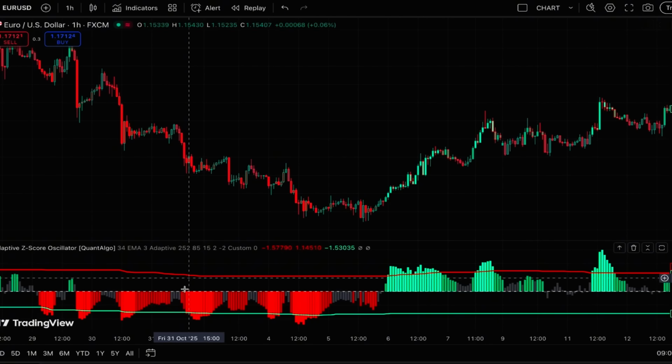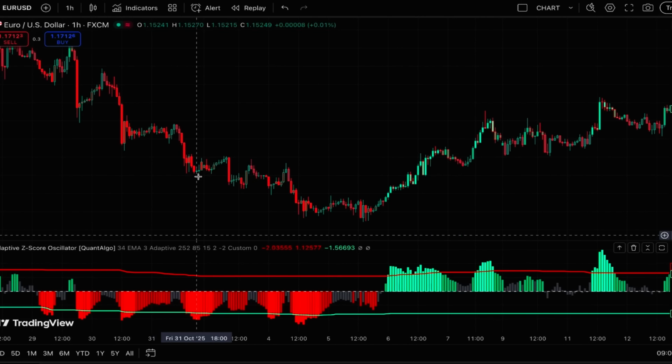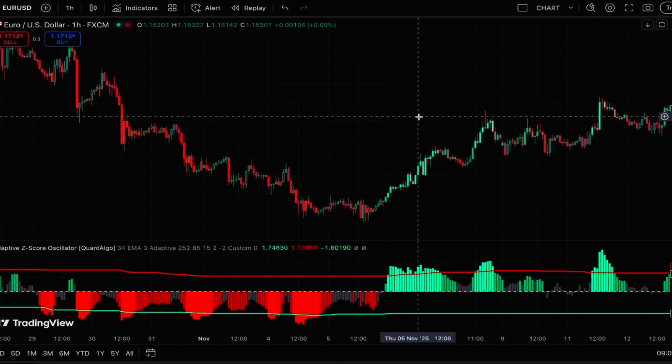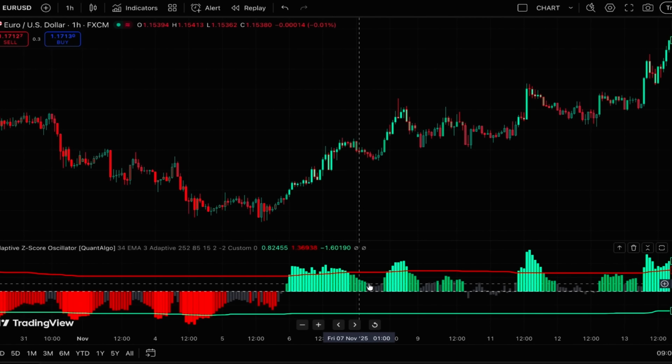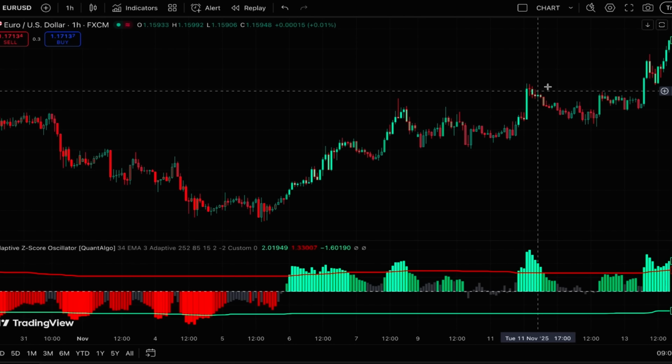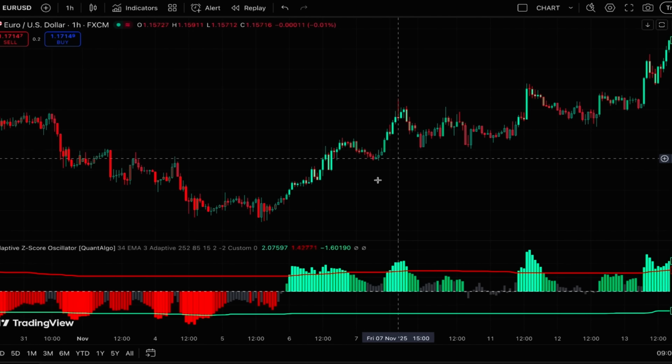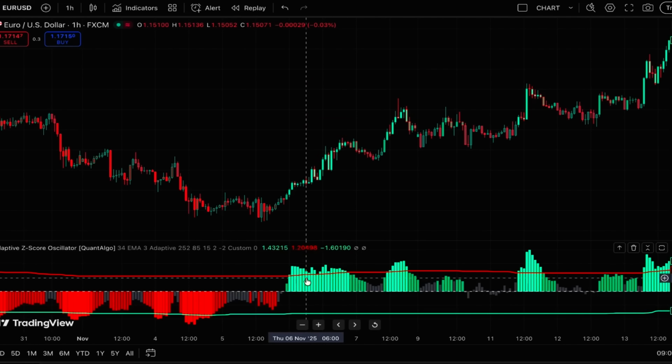And when it becomes red again, it tells us that probably the pullback ended and the price is gonna decline more. Similarly, during an uptrend, when the histogram becomes gray, it is a signal for pullback, and when it becomes green again, it is a signal that probably the pullback ended and the price is gonna advance more. Alright, now let's talk about these two dynamic lines that we have here.